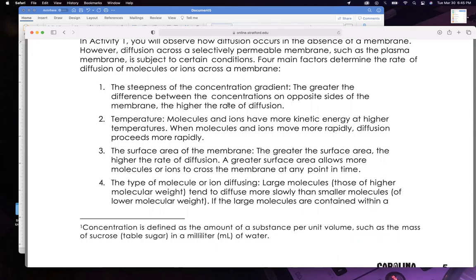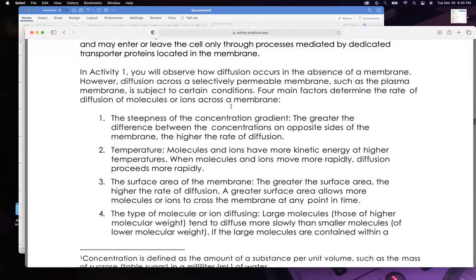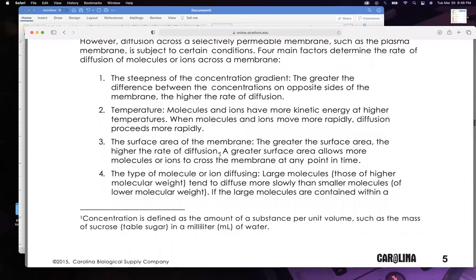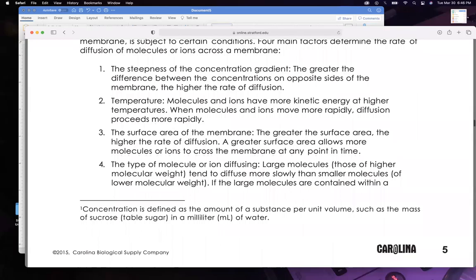Now, different things, and it makes sense. Let's go through these. If there's a greater concentration gradient, let's say there's way more sodium on the outside and very little sodium on the inside, then that will force the speed of the diffusion. Temperature: if it's raised, the molecules will move faster, and that'll speed it up as well.